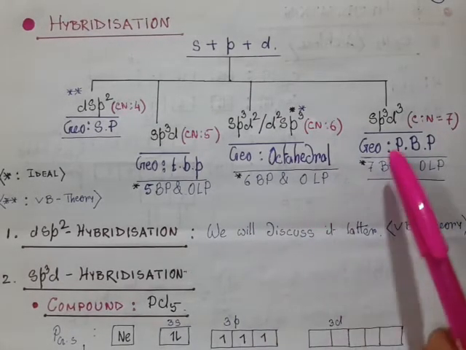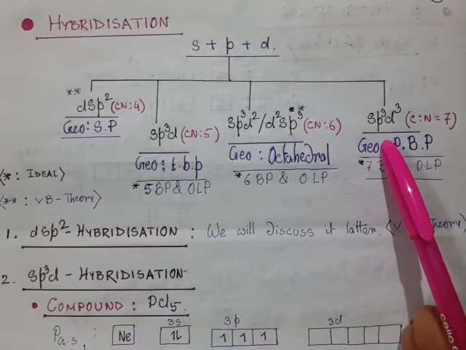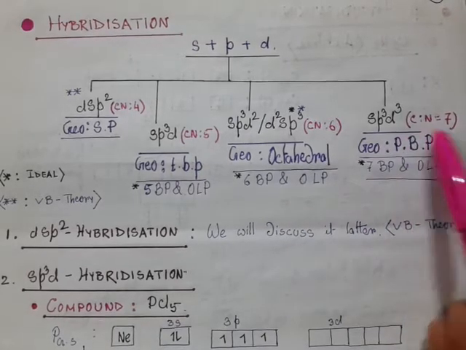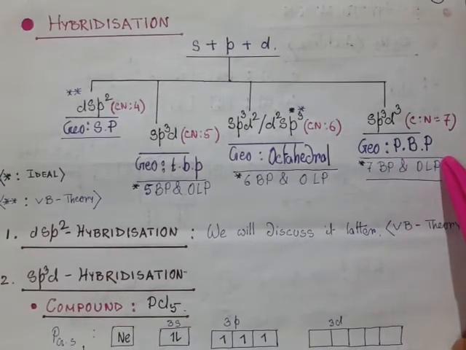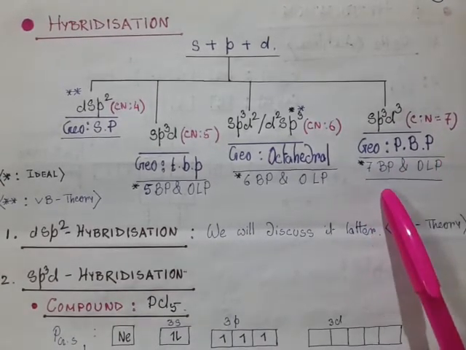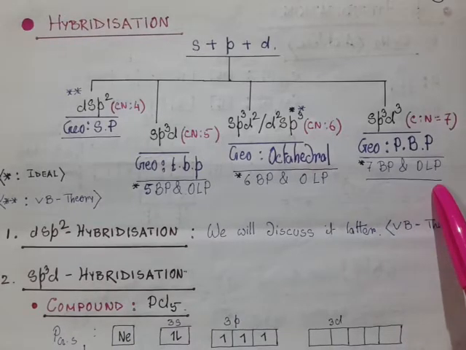And the last one, that is sp3d3 hybridization, that is coordination number 7. Obviously 3 and 1, obviously 7. The geometry is pentagonal bipyramidal. And about the ideality, that is 7 bond pairs of electrons and 0 lone pairs of electrons.